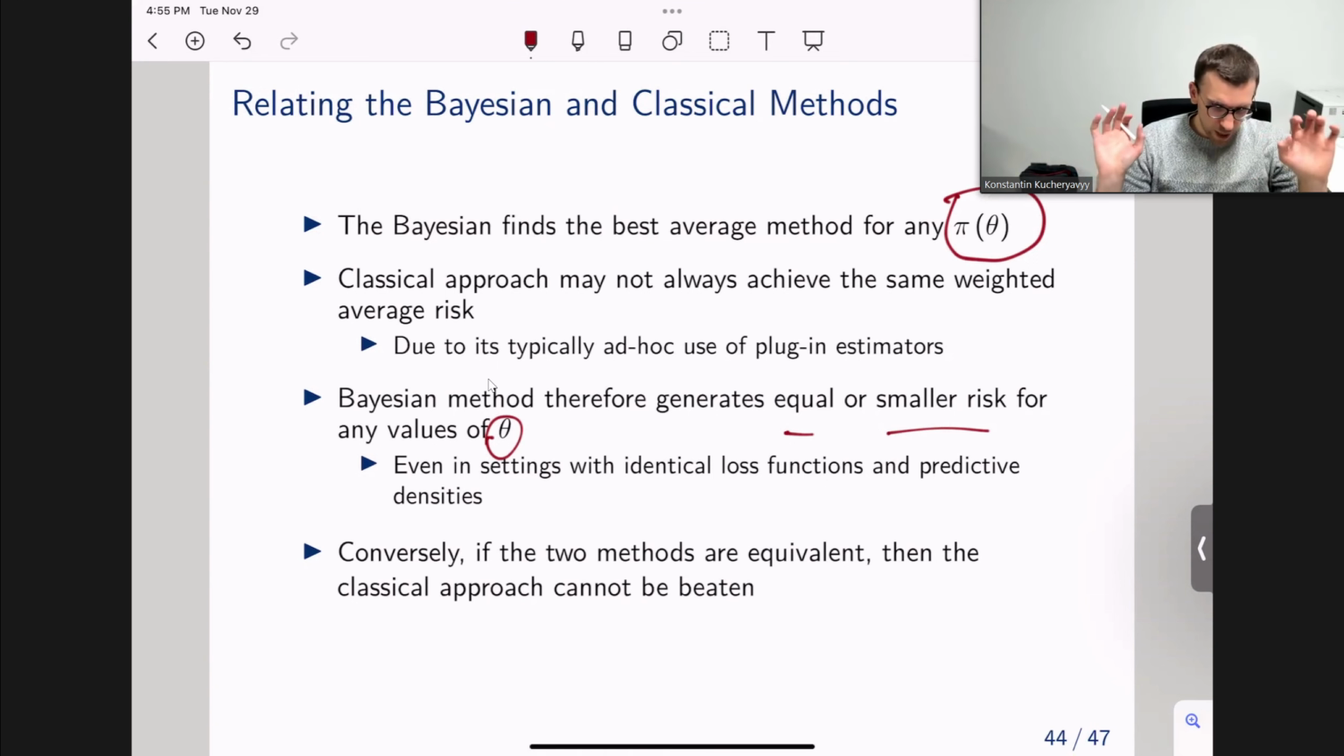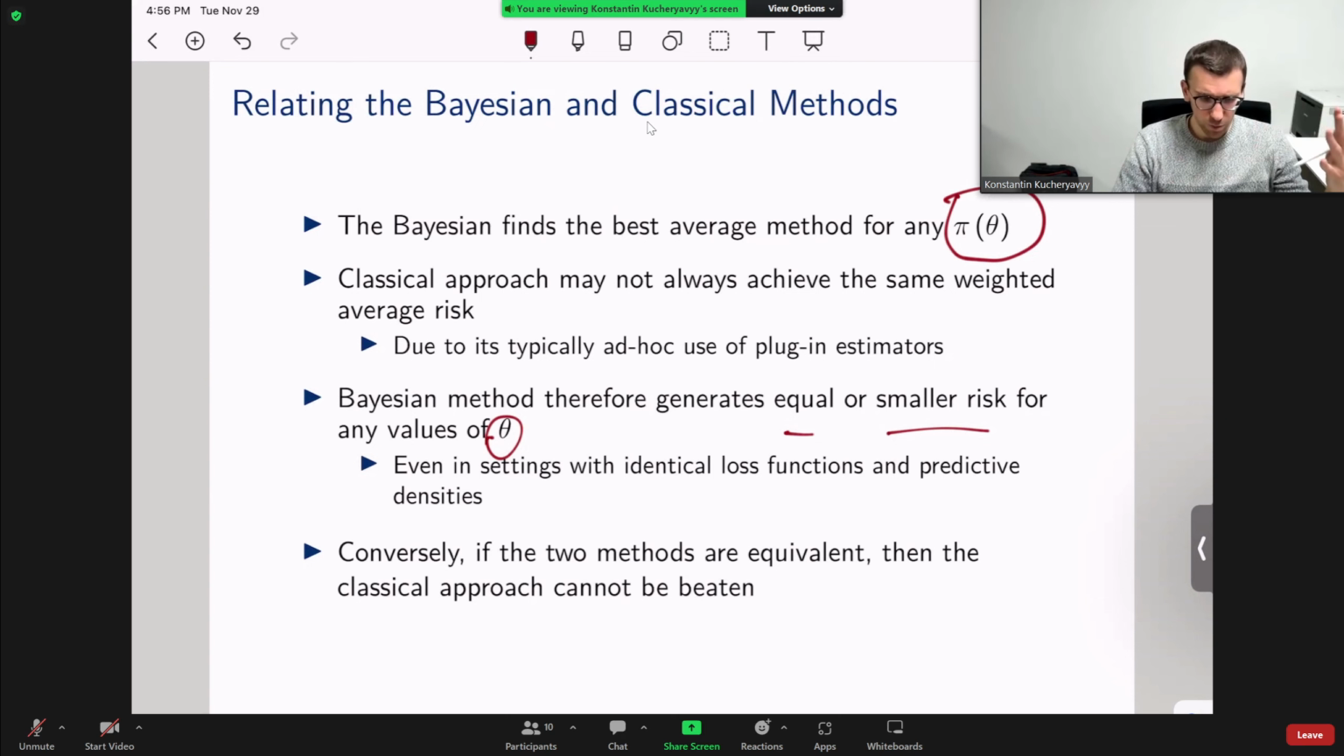At the same time, if the Bayesian approach and the classical approach give the same results, then the classical approach cannot be beaten, because the Bayesian approach is the best somehow. But maybe that's not so important. The important thing, perhaps one takeaway from this, is that the Bayesian approach just tries to find the best decision rule that works on average on the whole parameter space, works well on the whole parameter space.